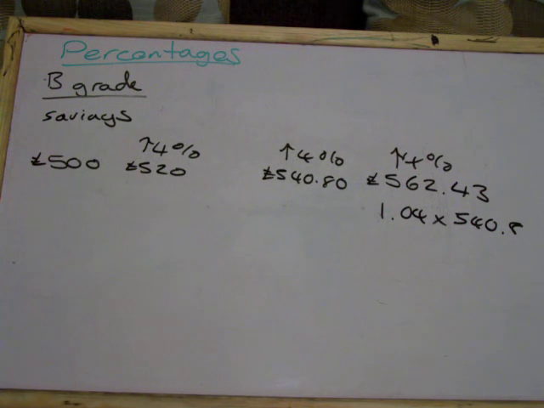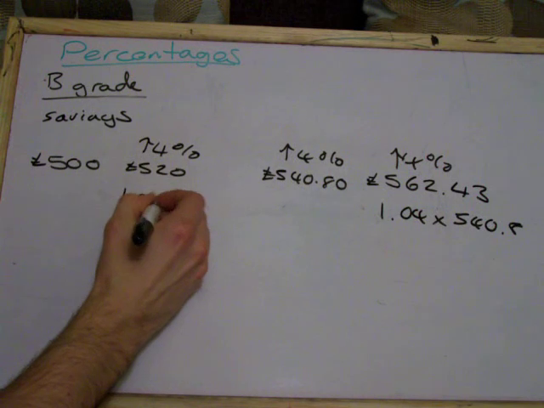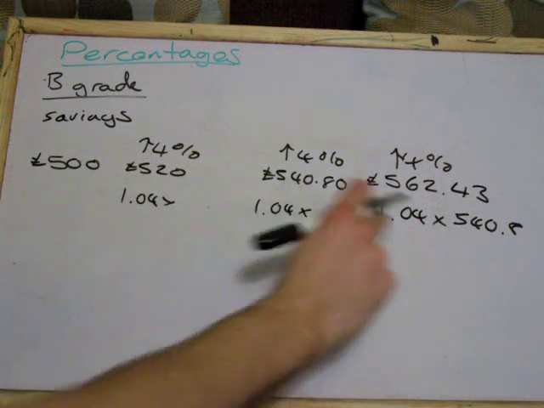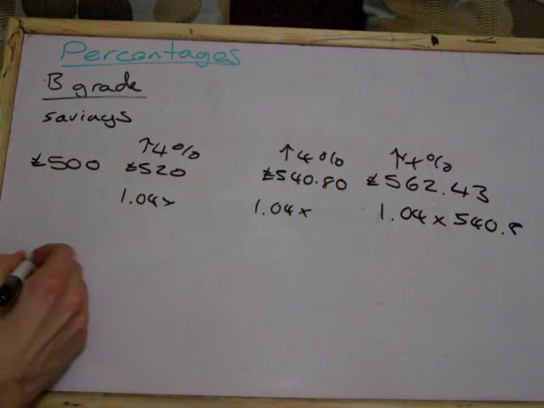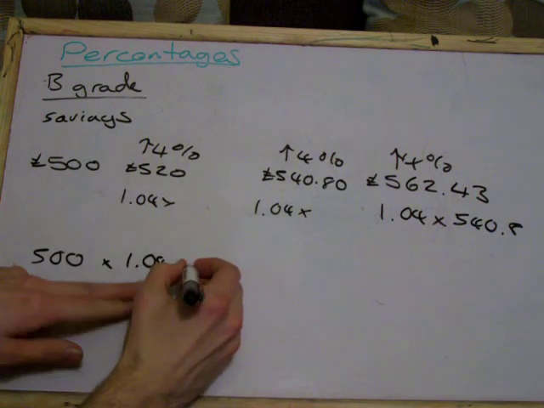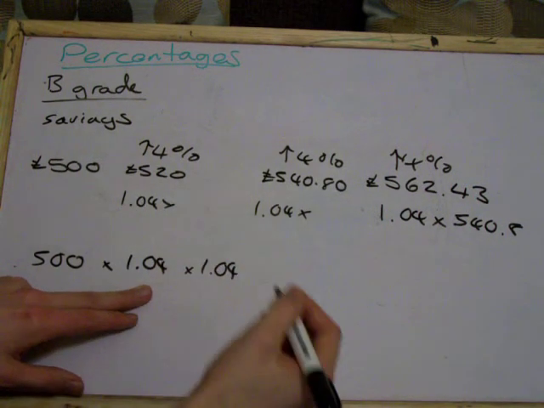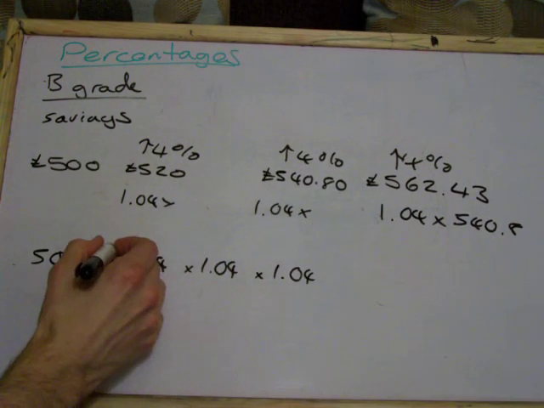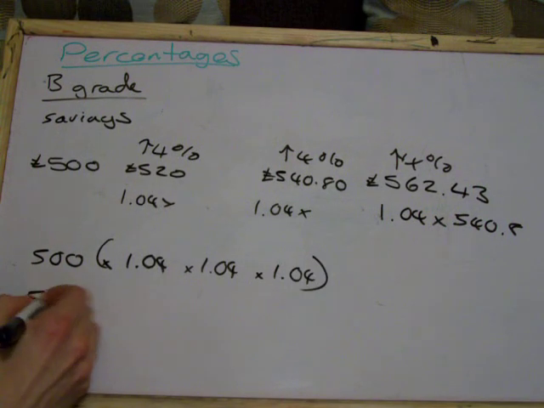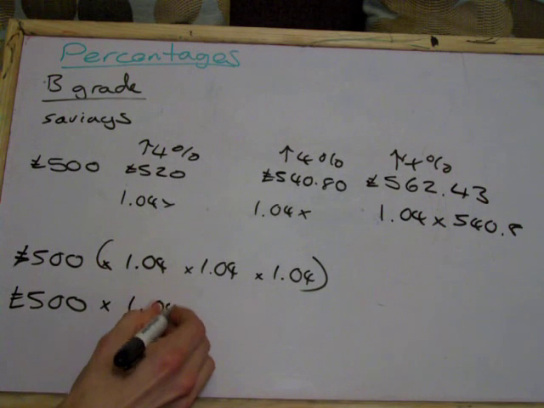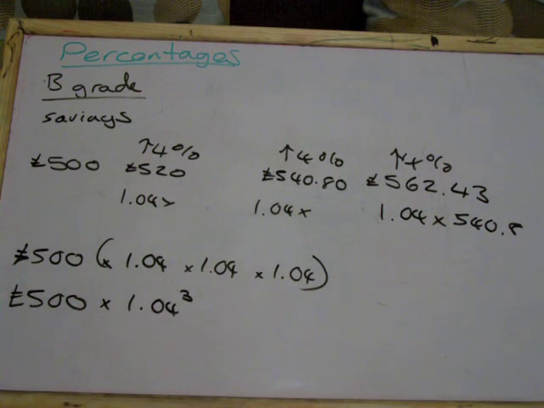One more thing to say about that. You can simplify all these. You've actually multiplied each time by 1.04. So what you've effectively done is multiply by 1.04 3 times. So £500 multiplied by 1.04 is going to give you the first year. Then multiplied by 1.04 again will give you the amount in the second year. Multiplied by 1.04 again is going to give you the amount in the third year. And then if we look at that, that is just £500 multiplied by 1.04 to the power 3, or cubed.